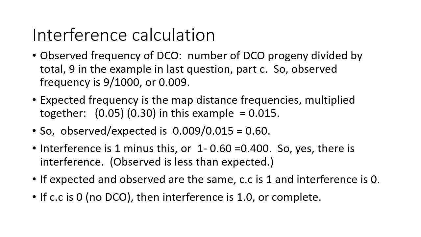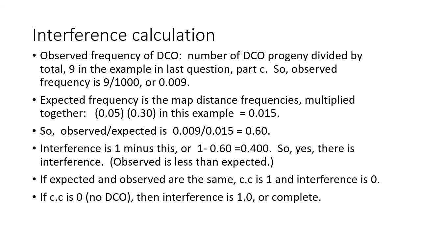So in our example, we're going to say that we have 9 double crossovers out of 1,000 progeny. So our observed frequency is 9 divided by 1,000, or 0.009. The expected frequency is the map distances multiplied. So the expected frequency of double crossovers is 0.05, which is to say the probability of crossover between A and B, times 0.3, crossover between B and C. So 0.015 is the expected frequency of crossing over.